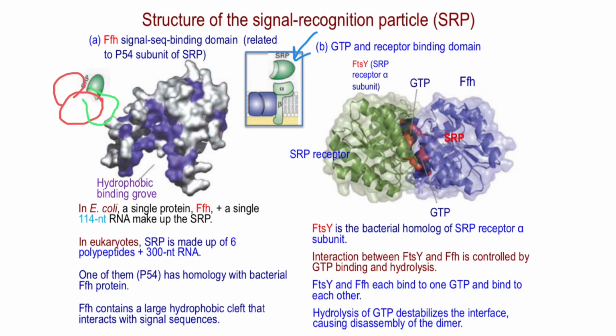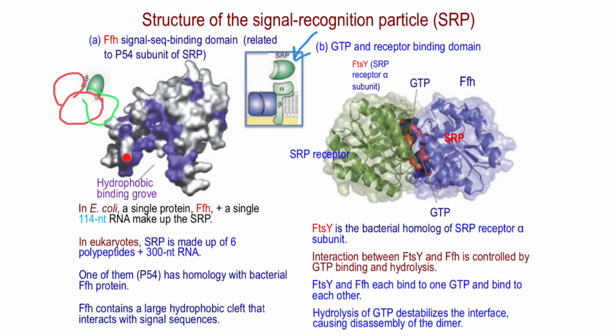In simple organisms such as prokaryotes, bacteria, this signal recognition particle would be represented by a single protein polypeptide chain plus a single 114 RNA. So just like the ribosome, which is made of proteins and an RNA scaffold, this signal recognition particle is made of a protein chain and also an RNA scaffold.